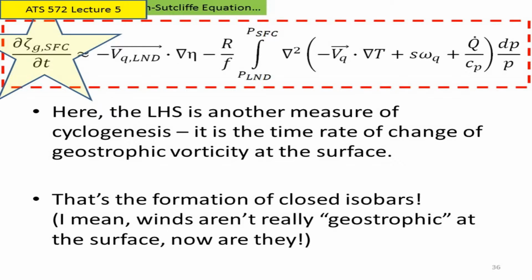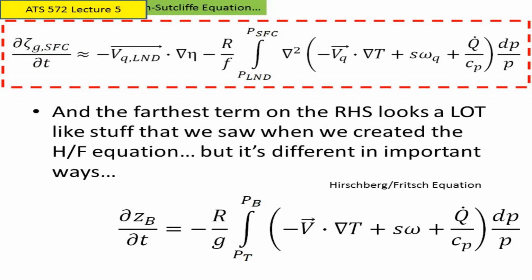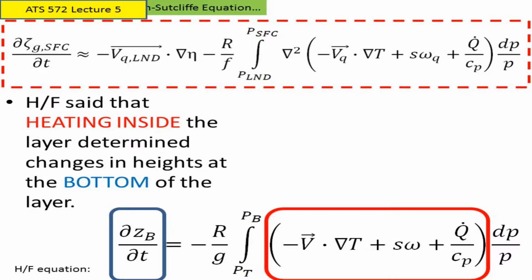And it depends on all this other good stuff here. Now, the farthest right part of this term on slide 37 looks kind of familiar. It's got a temperature advection term. It's got an adiabatic processes term with stability times vertical motion. It's got Q dot, which is a diabatic heating term in it. Looks pretty good, but it's different from Hirschberg-Fritsch in a couple of major ways.